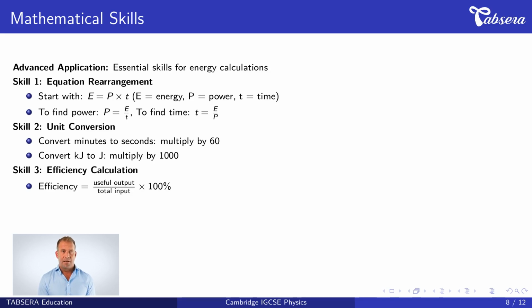Third, efficiency calculation. Efficiency equals useful output divided by total input multiplied by 100%. This quantifies how effectively energy transforms from input to useful output, with the remainder becoming waste heat.